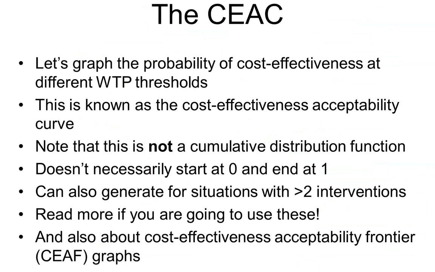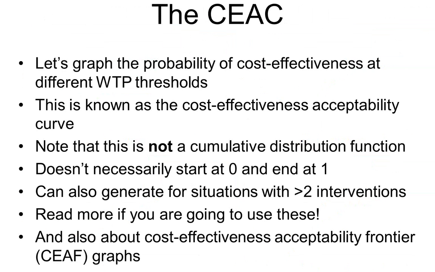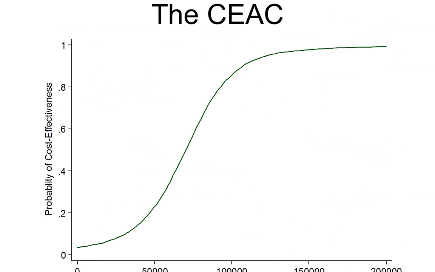So we can graph the probability of cost effectiveness at different willingness to pay thresholds. If these are the willingness to pay thresholds and these are the probabilities of cost effectiveness, we can graph one against the other. And that's really what the cost effectiveness acceptability curve is. So actually, let me show you the curve and then come back to this slide. So here's what it looks like.